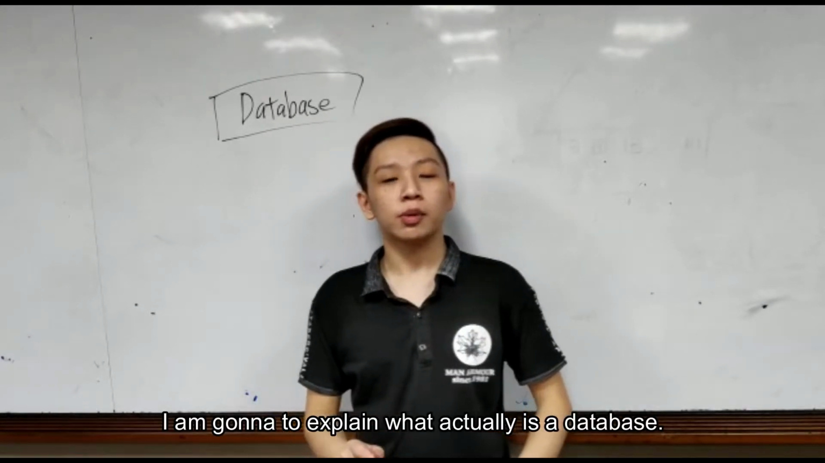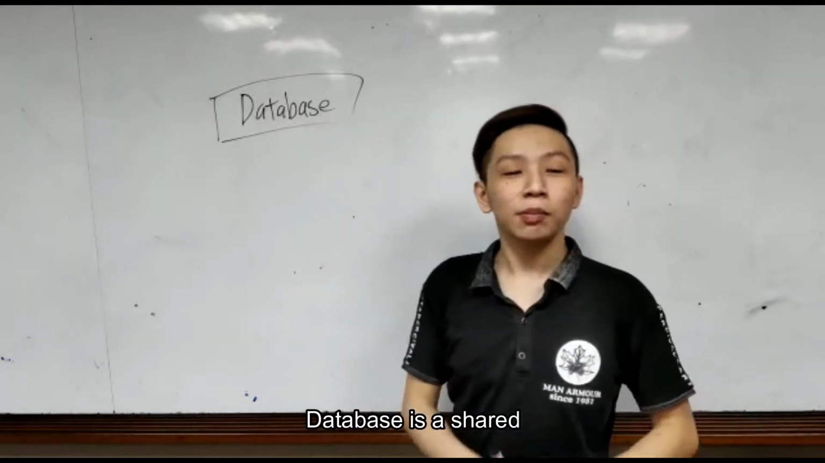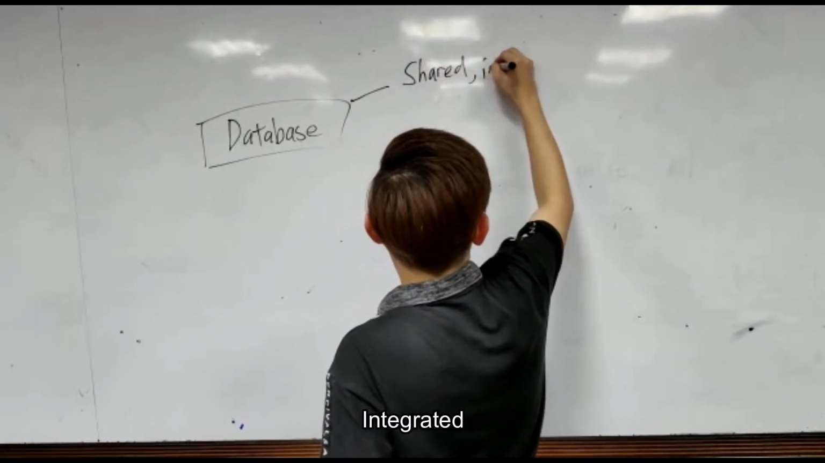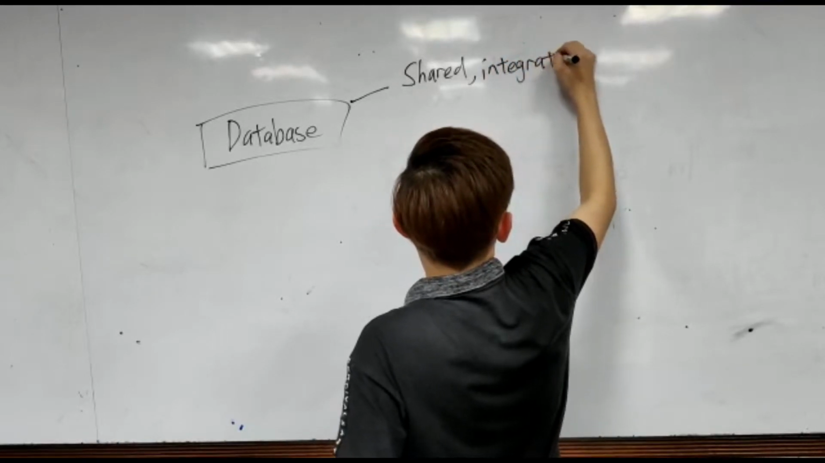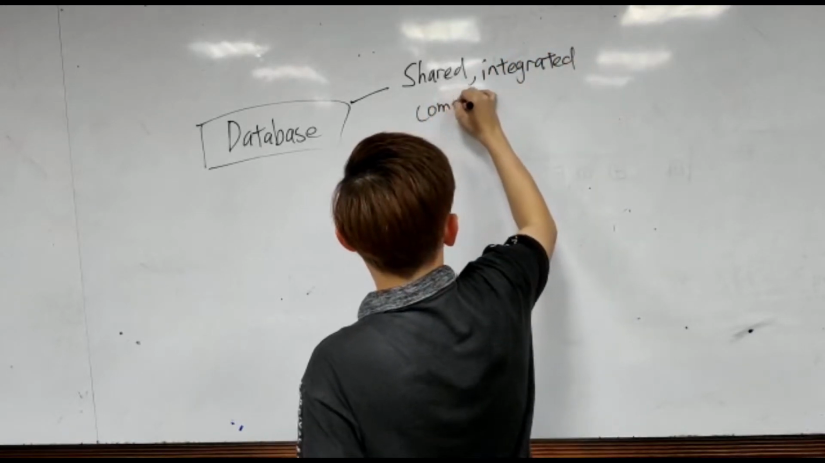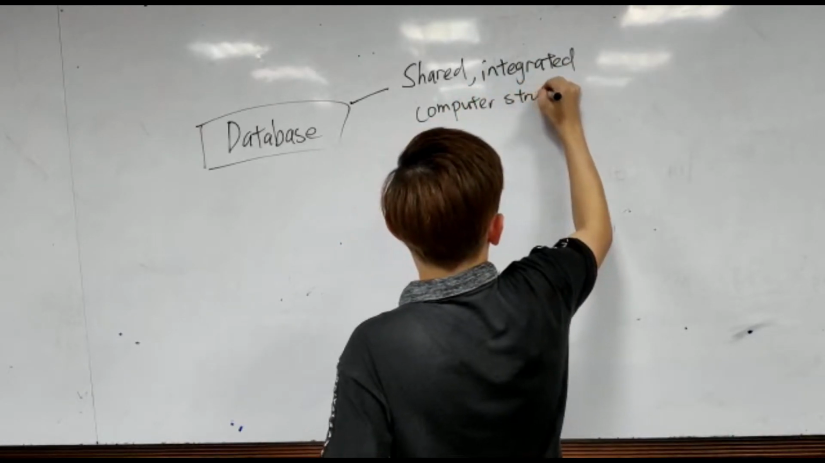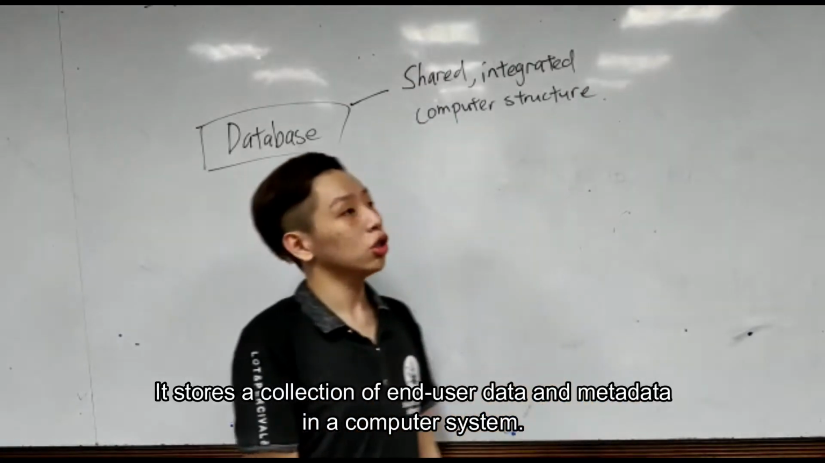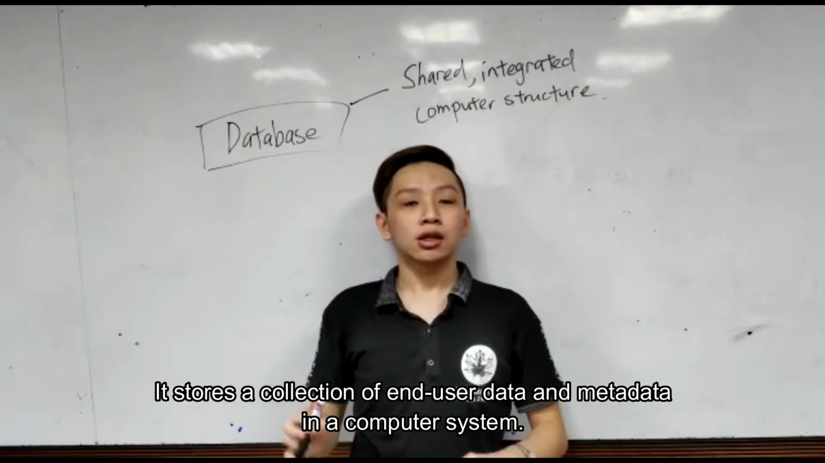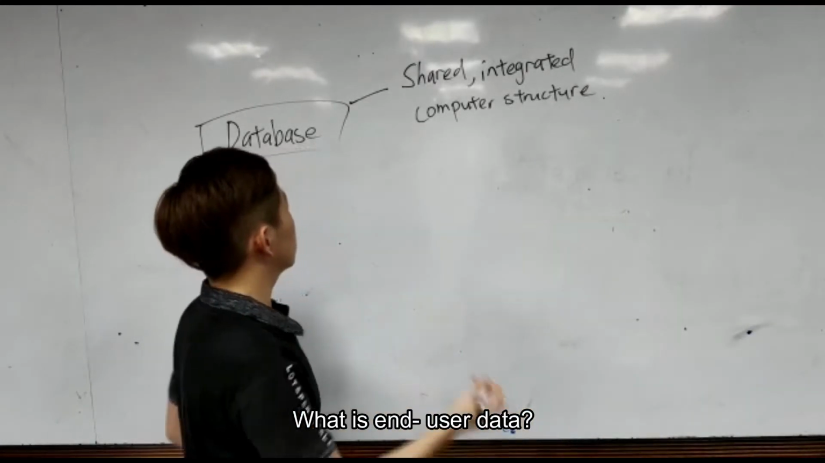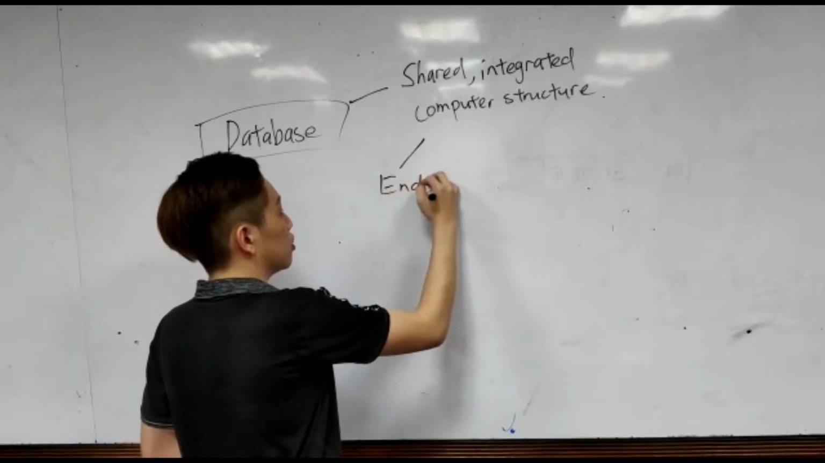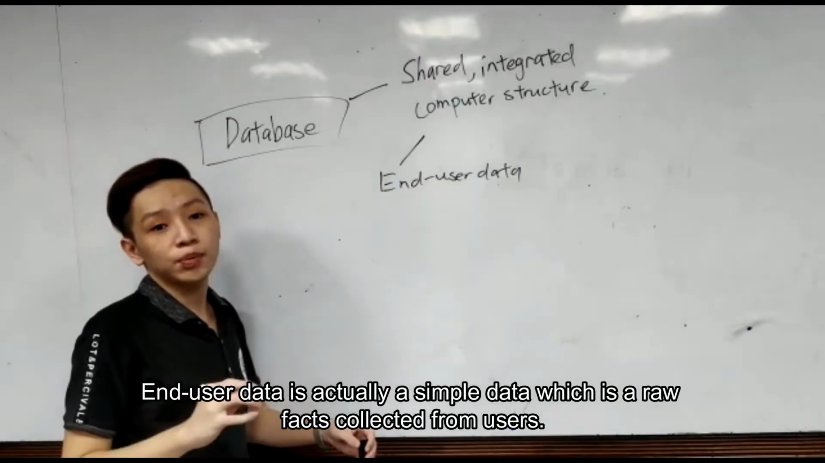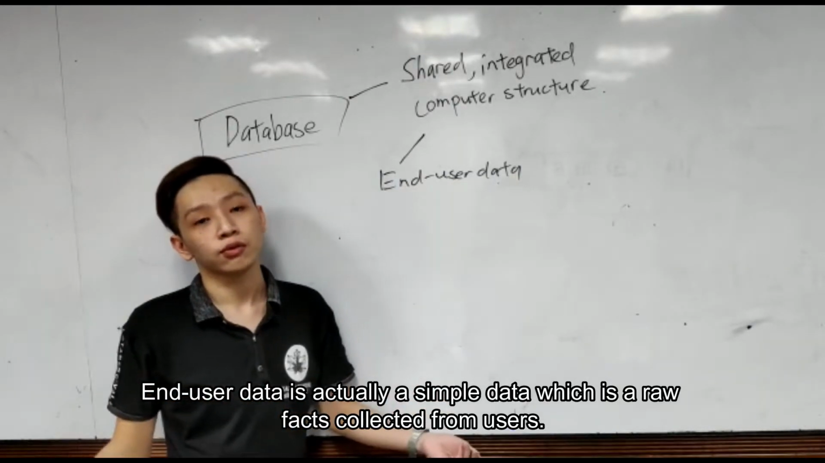So I'm going to explain what actually a database is. A database is a shared, integrated computer structure. It stores a collection of end-user data and metadata in the computer system. What is end-user data? End-user data is actually simple data, which is raw facts collected from users.